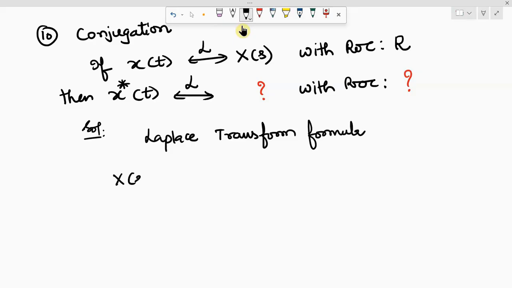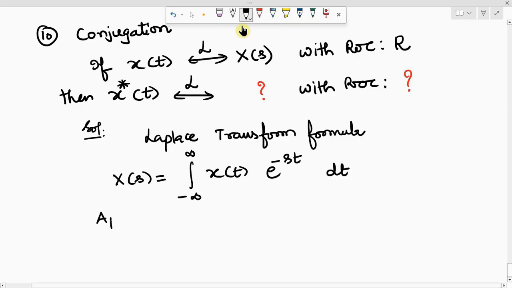X of s for the infinite limits is the integral of x of t e power of minus st dt. And since we have a conjugate for x of t here, we apply the conjugate on both sides.